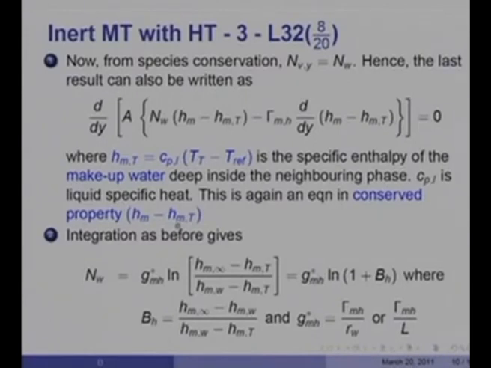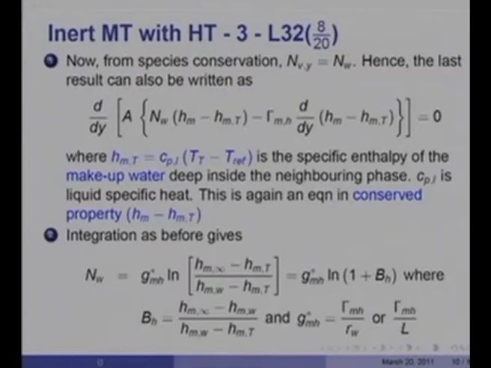So, it is exactly the same as the equation we had for ω_v, and therefore, its solution too would be identical: N_w equal to G star_Mh ln of (H_m infinity minus H_mt) over (H_mw minus H_mt), which I would write as G star_Mh times ln(1 plus B_h) in this case, where B_h is now formed from H_m infinity minus H_mw over H_mw minus H_mt, and G star_Mh would be γ_mh over R_w in case of a spherical system, and this would be the case in case of a linear system.